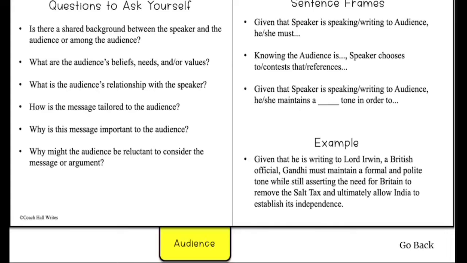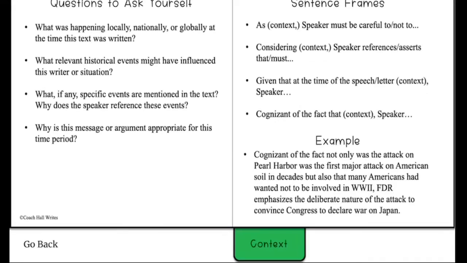So these are just some things that I would suggest for the audience. As you can see, we've got some more sentence frames here and also an example. So I know AP Lang is not a history class. However, I do believe that there is a close relationship between English and history. And so because of that, it's important to understand the historical context, because sometimes the historical context greatly influences what a writer writes or what a speaker says.